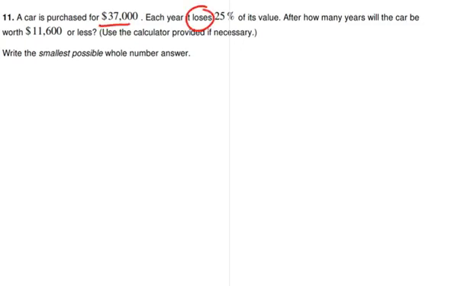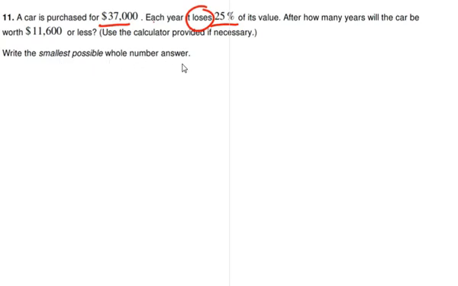All right. So here's another kind of very real world situation. The car is purchased for a certain amount, and each year it loses 25% of its value. Okay. And this is a practical sort of question. It's not so much just plug in the numbers. This is after how many years will the car be worth $11,600 or less? Use a calculator, okay, and then write the smallest possible whole number answer.